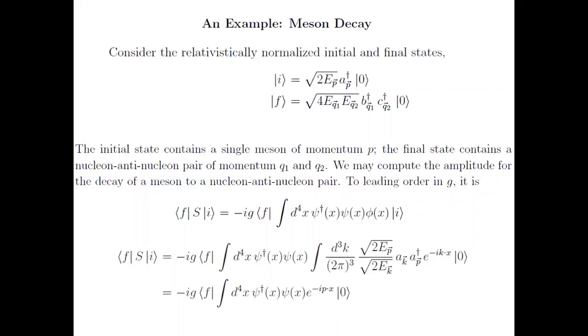Now we want to calculate the amplitude, right? So what is the amplitude? It is basically the inner product of the scattering matrix with the initial and the final state. The scattering matrix basically is the time evolution operator, with the initial time taken at minus infinity and the final time taken at plus infinity. This scattering matrix acts on the initial state to evolve it, and then we take its inner product with the final state.